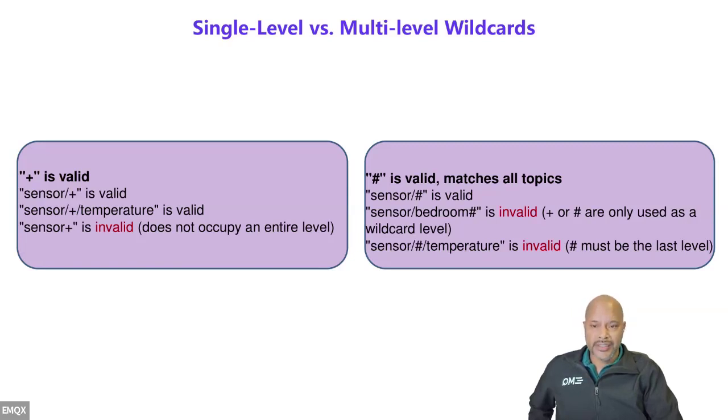Sensor plus is not valid, and the reason is that it doesn't occupy an entire level. Sensor plus would not be a valid wildcard without the slash, which would create another level. In the case of multi-level wildcards, sensor slash pound is valid, and again, that would return every level after sensor.